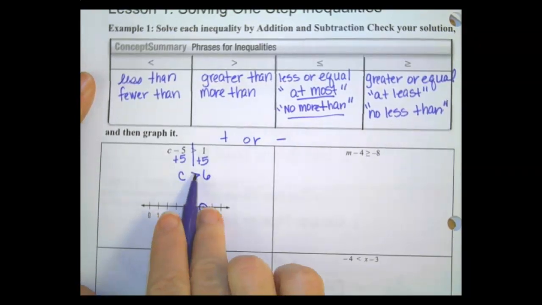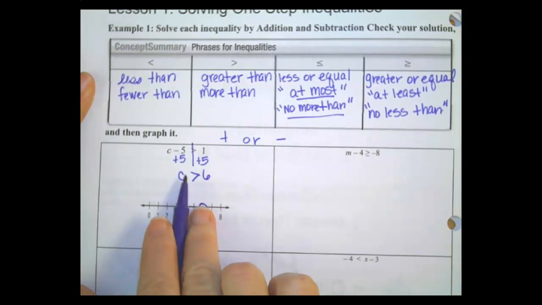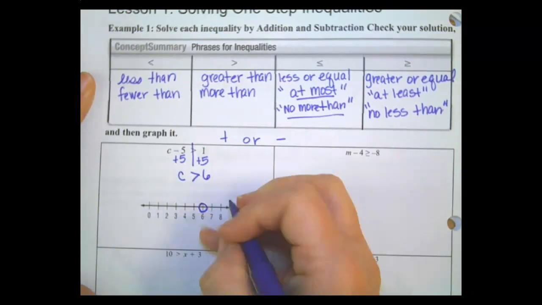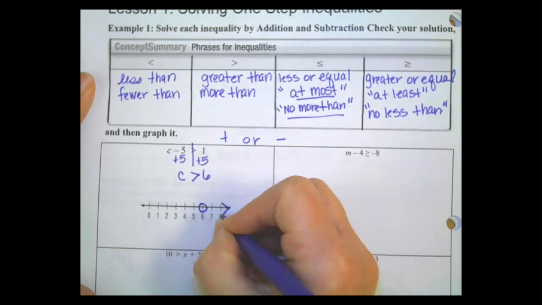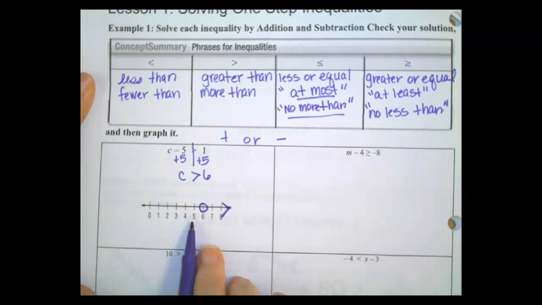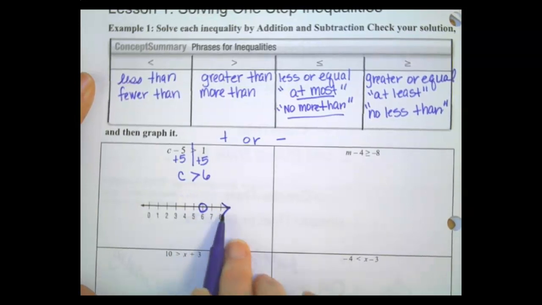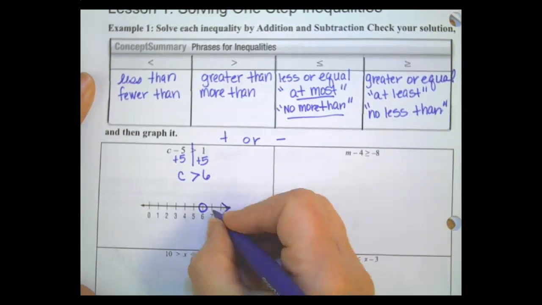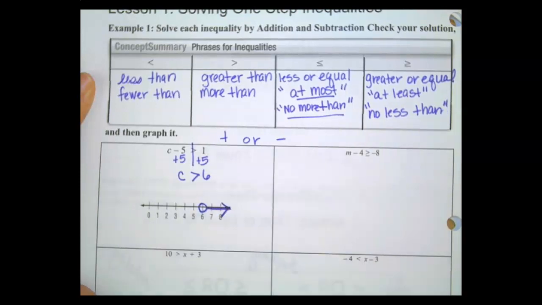This is going to tell you which way to go. This arrow is going that way, so my arrow is going this way. That means 7 is greater, 8 is greater, or you can substitute these values in. Is 7 greater or is 5 greater? 7 is greater, so all the values going this way make it true.